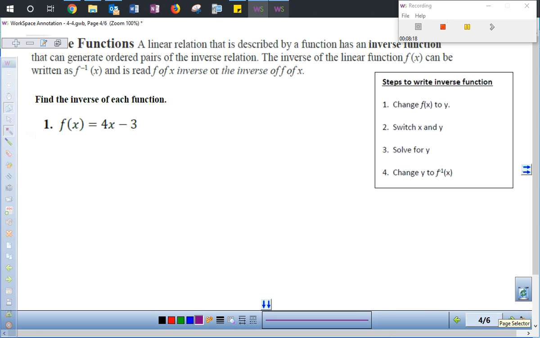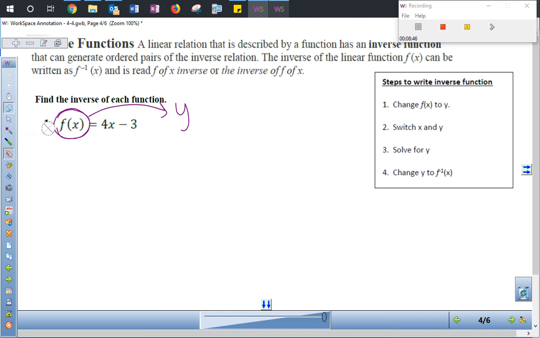Okay, next we want to talk about how to find the inverse of a function. Now remember, a function is just an equation where every element of the domain maps to exactly one element of the range. So on number 1, it says f of x equals 4x minus 3. I want to find the inverse of this function. This right here, f of x, is just function notation, and we're used to seeing y instead of that f of x. So there are 4 steps to writing the inverse of a function.